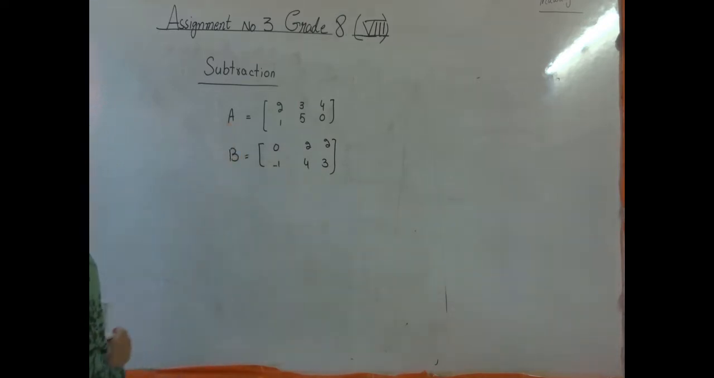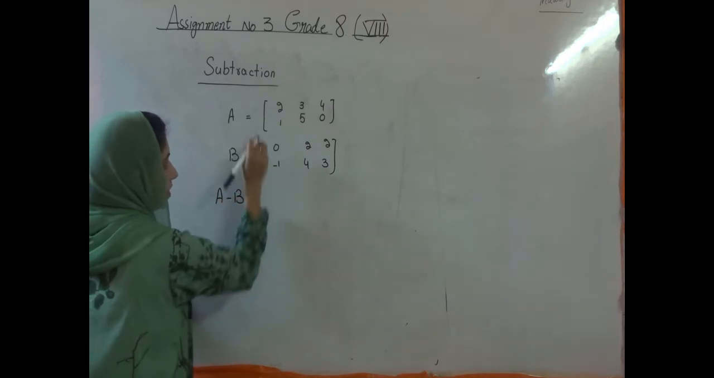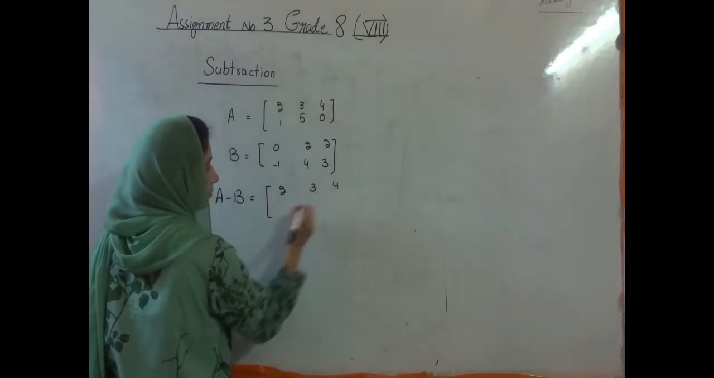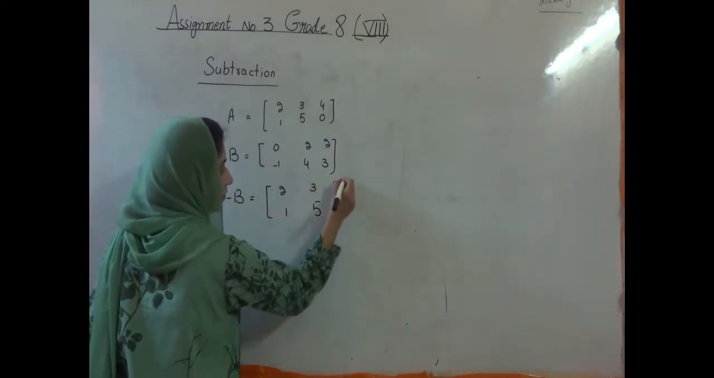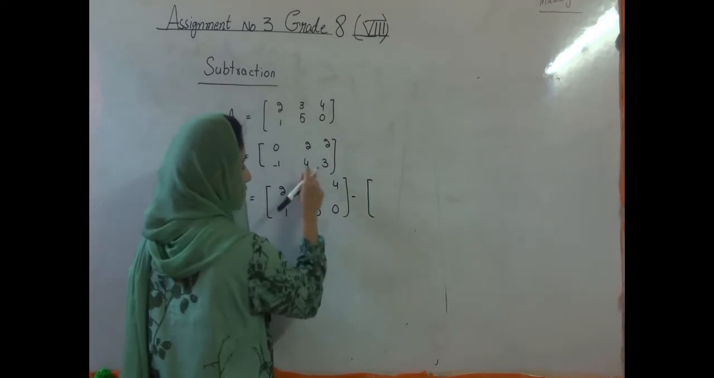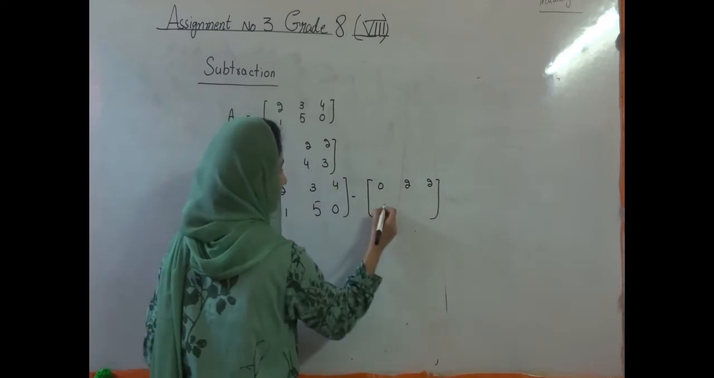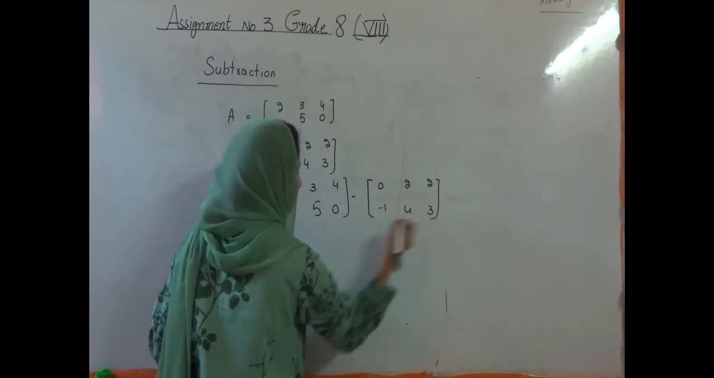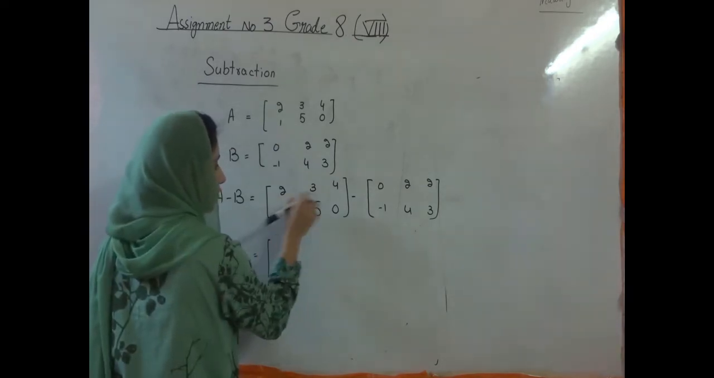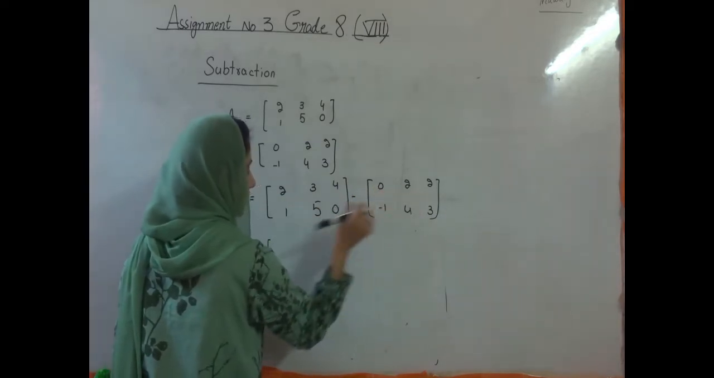So how can we subtract these two matrices? Let's suppose they are saying subtract A minus B. So how can we subtract it? First we will write the matrix A, and then write down the minus sign, and then the matrix B. The matrix B is 0, 2, 2. The procedure says: write the first element of the first matrix, the minus sign, and then the first element of the second matrix.